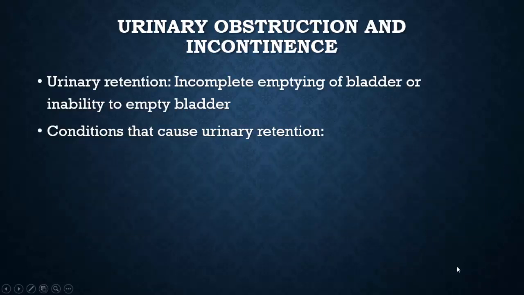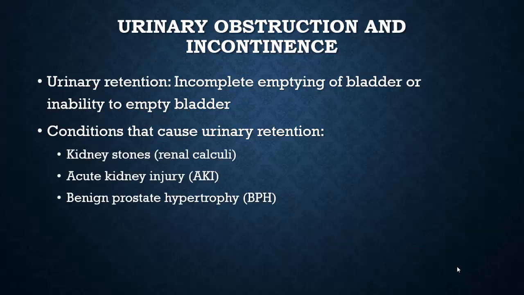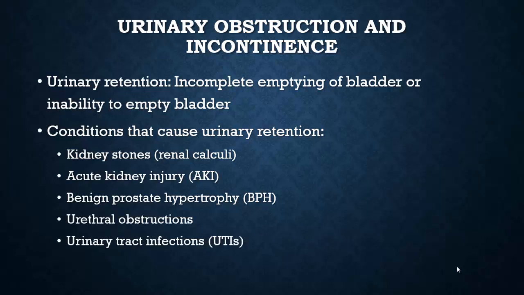Moving on, let's talk a few minutes about urinary obstruction and incontinence. Urinary retention is the incomplete emptying of the bladder or inability to empty the bladder. There are several conditions that cause urinary retention: kidney stones or renal calculi, acute kidney injury, BPH or benign prostate hypertrophy, urethral obstructions, UTIs, and nerve damage. Patients with these conditions may present with extreme discomfort and should be transported to the nearest facility for urinary catheter placement.